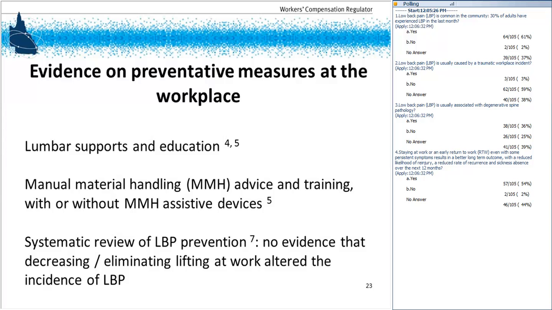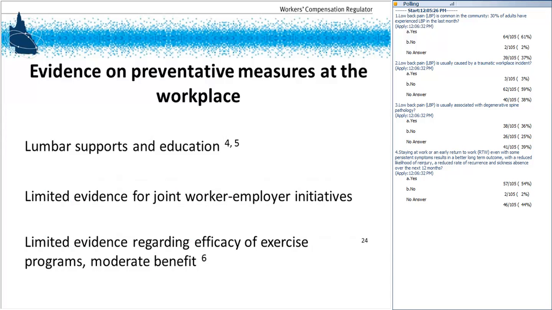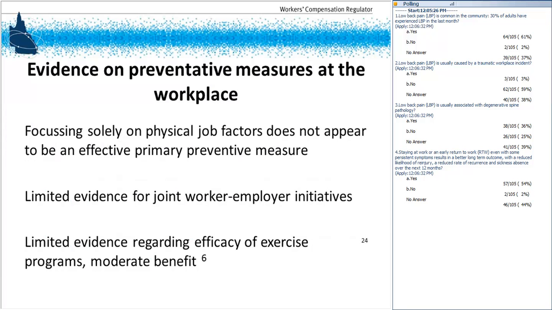And a systematic review of low back pain, for which the reference is available again at the back end of the presentation, found that there was no evidence that decreasing or eliminating lifting at work altered or had any significant impact on the incidence of low back pain in the working populations. So focusing solely on physical job determinants does not appear to be of itself an effective primary preventive measure, and I think that really relates to the complexity, the biopsychosocial nature of low back pain.